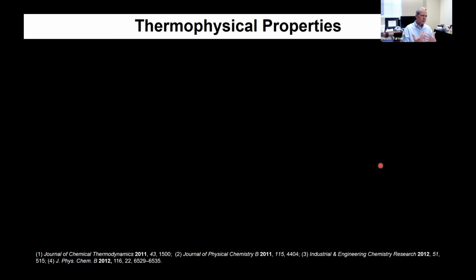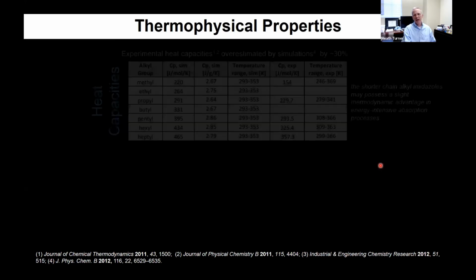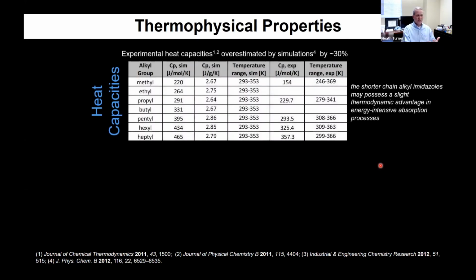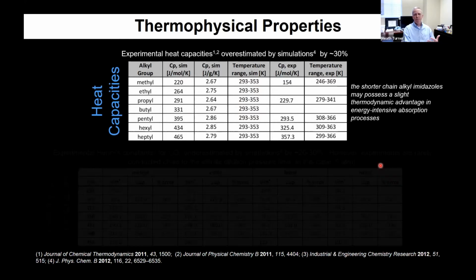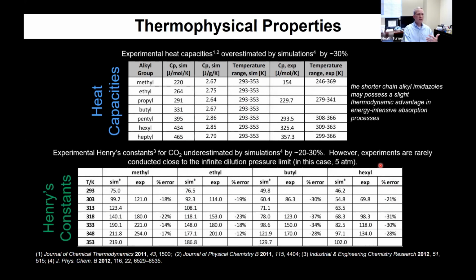We then go on to look at some other thermophysical properties that are relevant to some of these applications. So we'll look at things like heat capacities of these solvents. This is important for solvent regeneration. We'll also predict Henry's constants, so we can compare to the experiments. Overall, we do a pretty good job. We're off quantitatively by 20 or 30% in some of these applications, but we're able to do a really good job in terms of the qualitative predictions. We get the trends very, very well. And so we feel like we're able to do a really good job in terms of screening the properties of these materials.